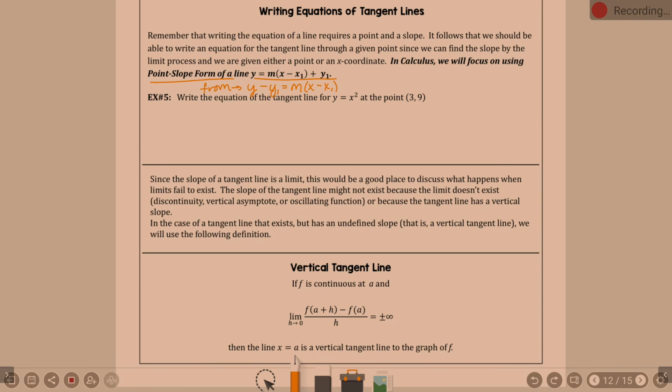So we got a point. What else do we need to write the equation? A slope. We have our slope? Yes, we have our slope. What is it? 2a. X squared. 6.